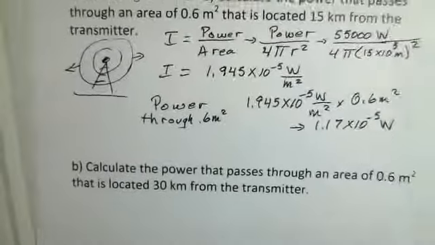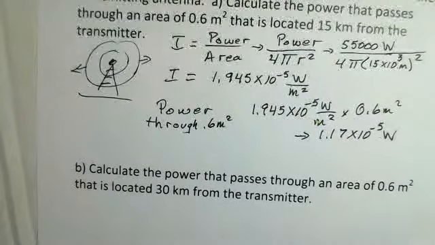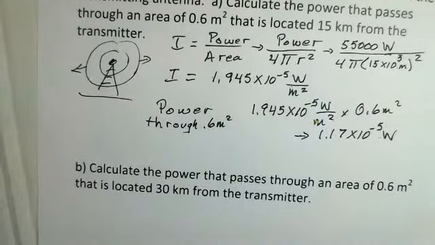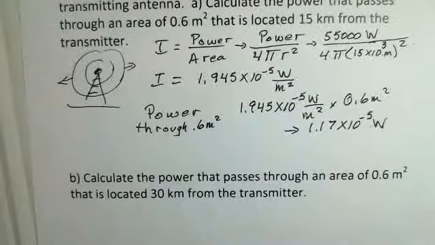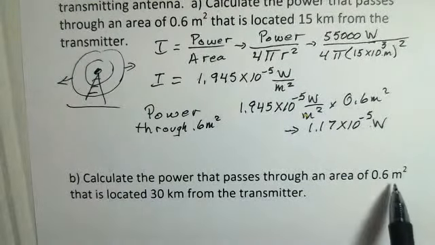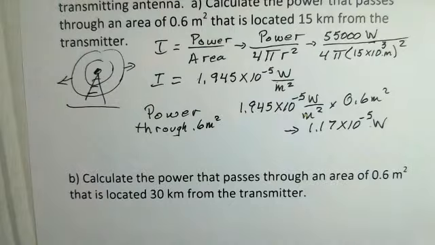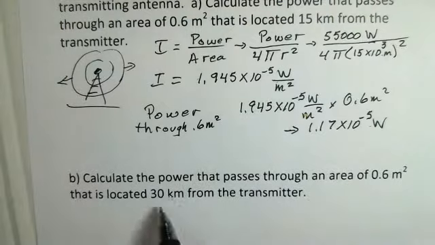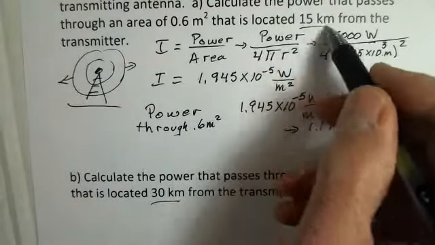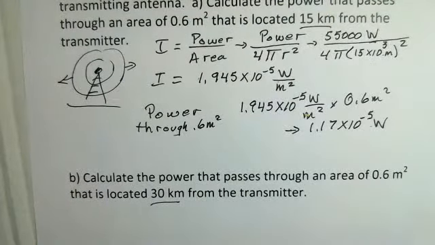Now let's move out a little bit. Same radio station, same power, and now we're 30 kilometers away from the transmitter with the same receiving area, 0.6 square meters. So what happens now when we've increased this distance? Well, notice that we've increased the distance. We went from 15 kilometers to 30 kilometers.